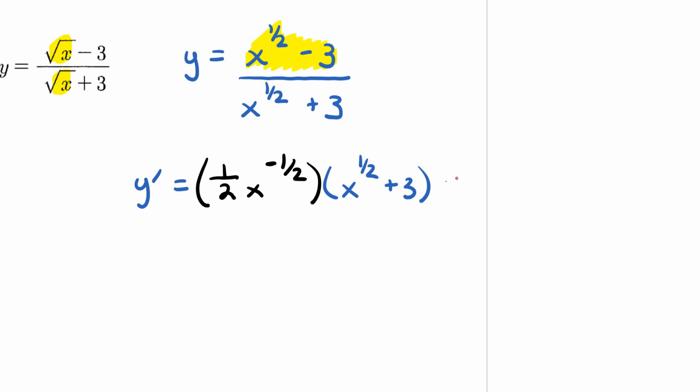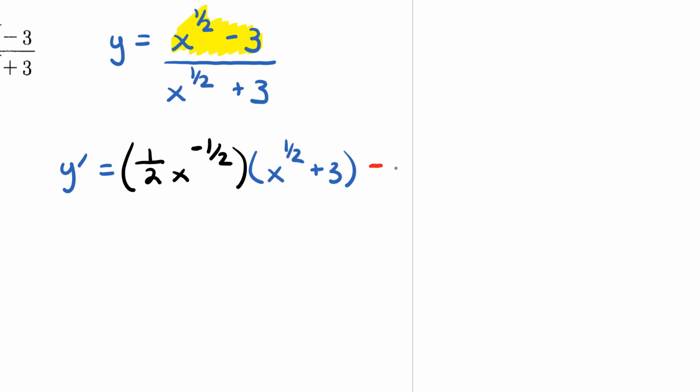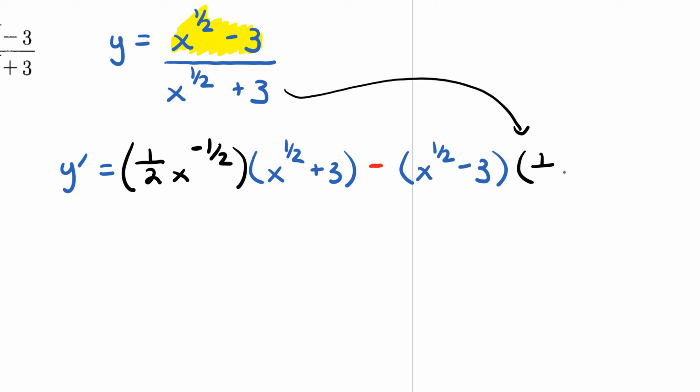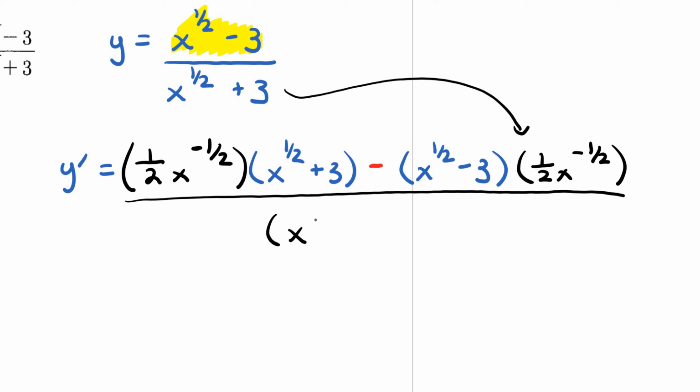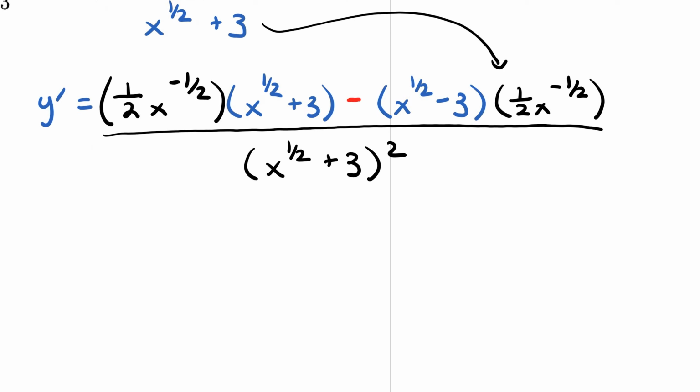The quotient rule states that you need a minus sign. And then we times by the top, which is x to the power of 1 half minus 3. And then we multiply by the derivative of the denominator here, and that will be 1 half x to the power of negative 1 half. Close the bracket, and then we divide everything by x to the power of 1 half plus 3 all squared. Now this is definitely correct, and if you want to leave it here, you definitely can. It doesn't hurt to kind of change some of these terms back into the radical form.